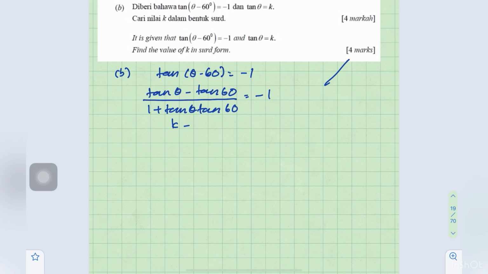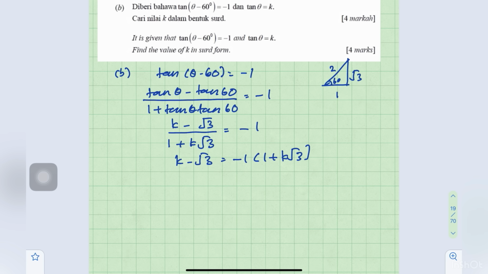Okay, tangent theta is k. Tangent 60 we have to remember the special angle. If this is 60, this is 2, 1, root 3, right? So, tangent 60 is root 3. Okay, so k minus root 3 over 1 plus k root 3 equals negative 1. So, the rest we just simplify.